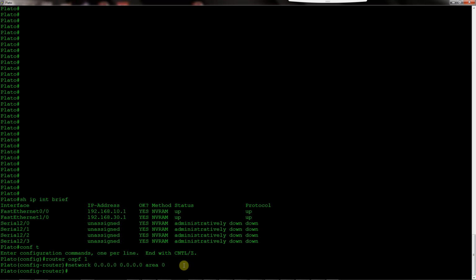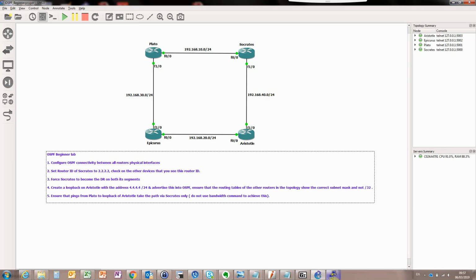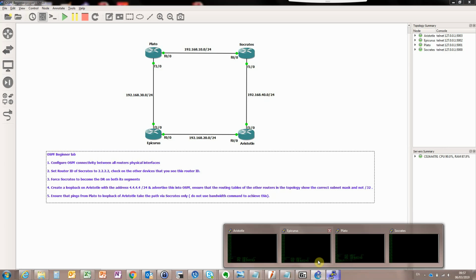Okay, so this command here, network 0.0.0.0, the 4 zeros followed by 4 zeros again, basically just enables OSPF on every interface on the router. It can be handy when you've got more than 1 or 2 interfaces to configure. Just bear in mind that obviously that enables it on every single interface. If there's an interface that you don't want to participate in, don't use that command. It would be the best piece of advice, really. So Plato's done. Let's move on to the next device.